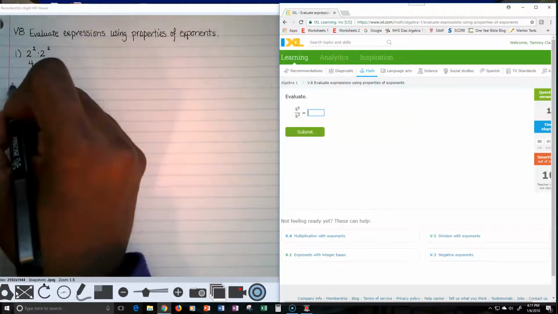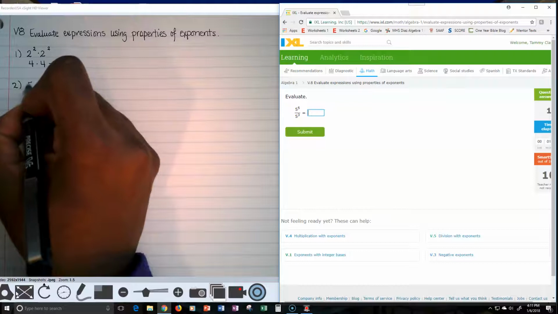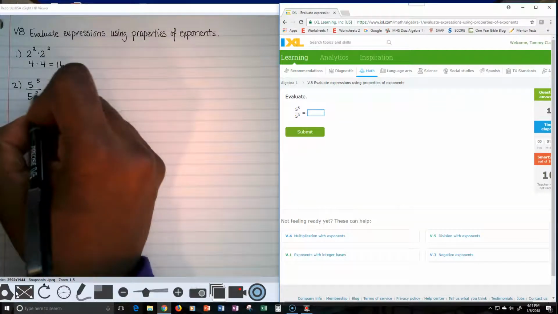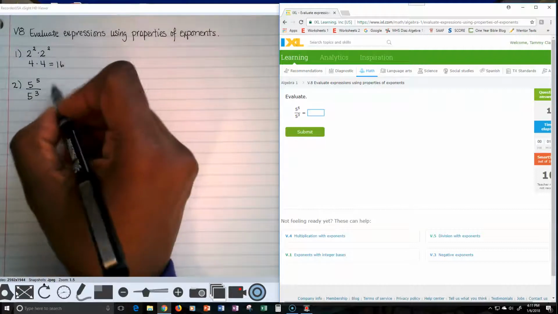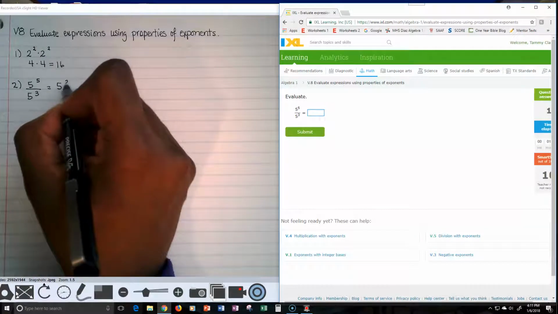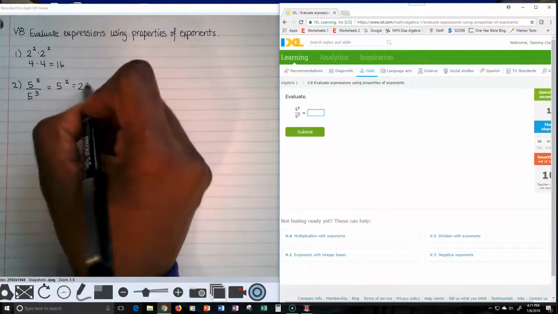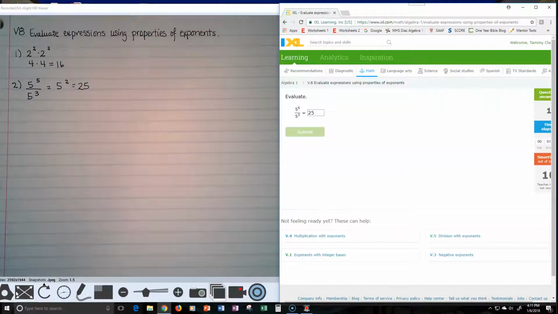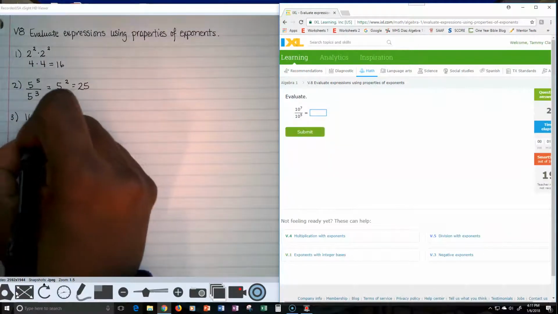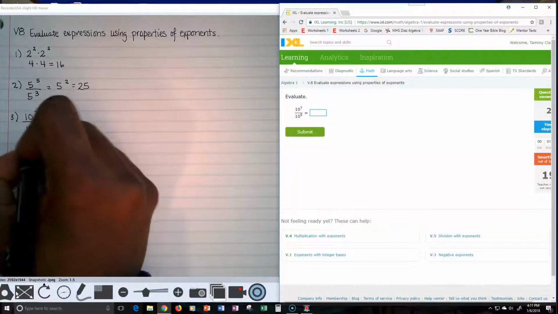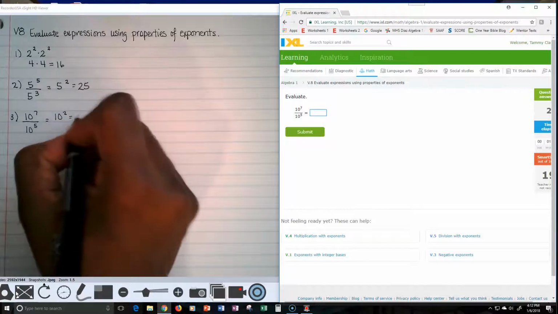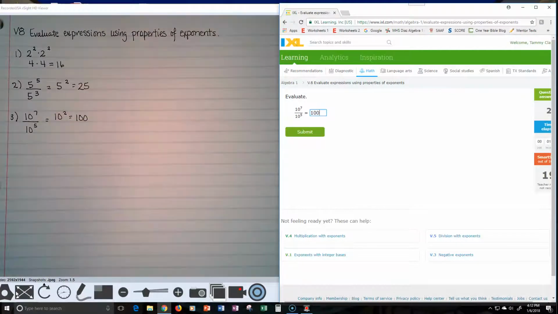Our next one is 5 to the 5th power divided by 5 to the 3rd power. Now in this way I prefer to go ahead and subtract the exponents, so that gives me 5 to the 2nd power, which is 25. Number 3, 10 to the 7th power divided by 10 to the 5th power gives us 10 to the 2nd power, which is equal to 100.